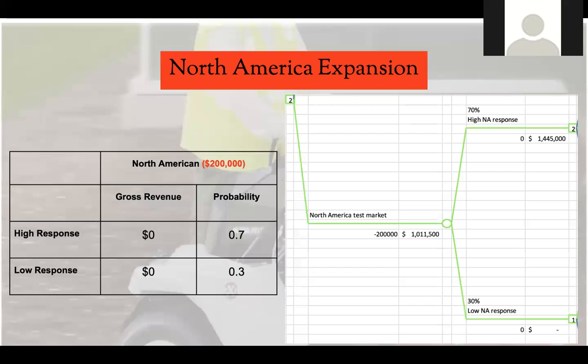If we evaluate the product in North America, probabilities of the events are estimated to be 0.7 for high response and 0.3 for low response. And there's no gross revenue given. Sierra will continue with the expansion of the decision trees on the next two slides.